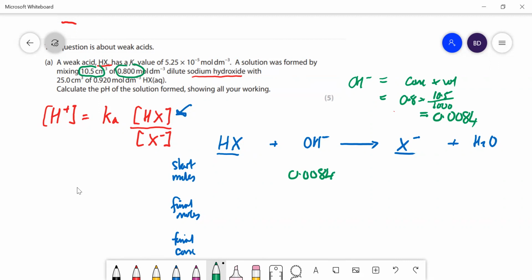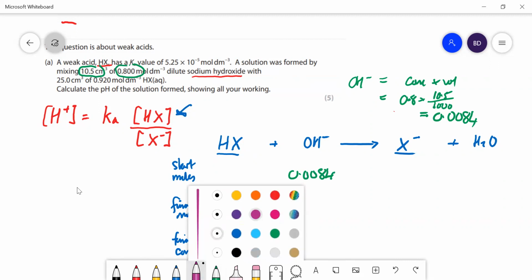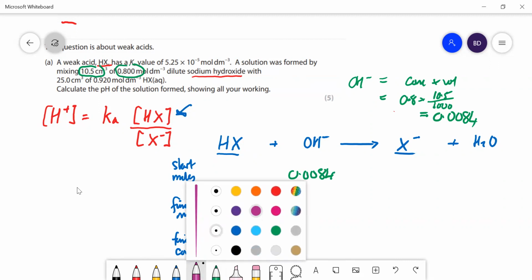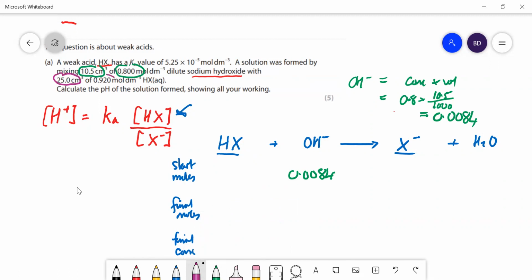Moles HX, we do the same thing with HX. 25 is the volume of the HX and 0.92 is the concentration. So moles HX is concentration times volume, 0.92 multiplied by 25 over 1,000. That is equal to 0.023.